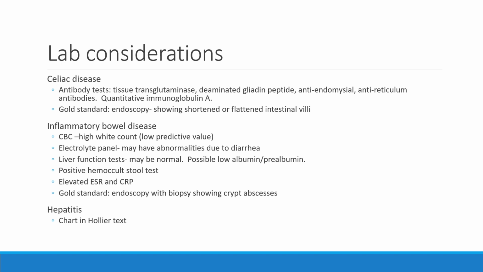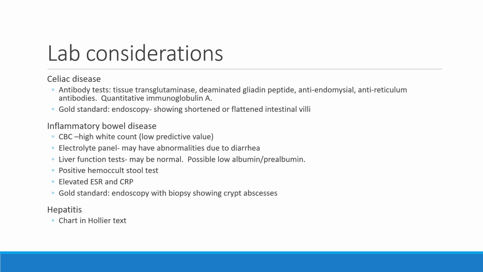Inflammatory bowel disease. So this would include our Crohn's disease or ulcerative colitis. They may have some abnormalities of blood testing, including elevated white blood cell count. They may have abnormalities of their electrolytes due to diarrhea. Liver functions may be normal or abnormal, depending on the extent of their disease. They may have low albumin or prealbumin. They could have a positive Hemoccult stool test, positive inflammatory markers such as ESR and C-reactive protein. But again, the gold standard is endoscopy with biopsy.